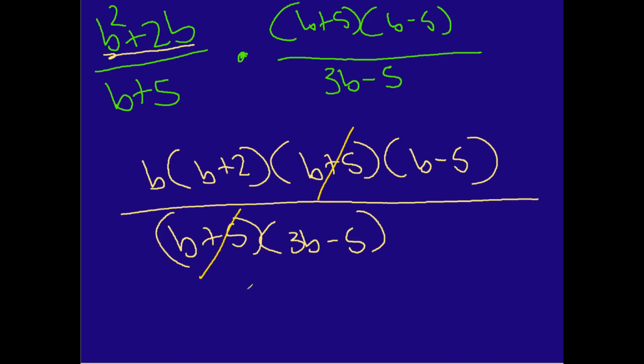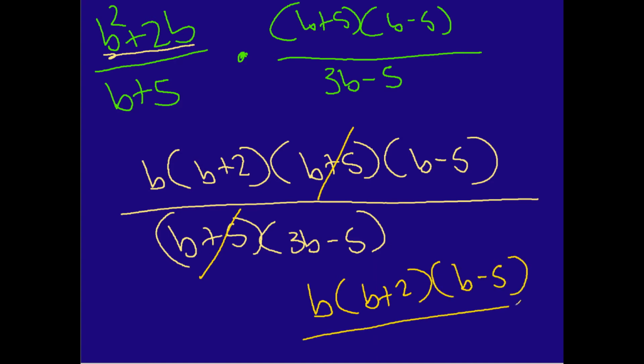So if I had to simplify this as much as possible, this is the final answer. I would have b plus 2, b minus 5, all this over 3b minus 5. And we're done. That was a lot of work.